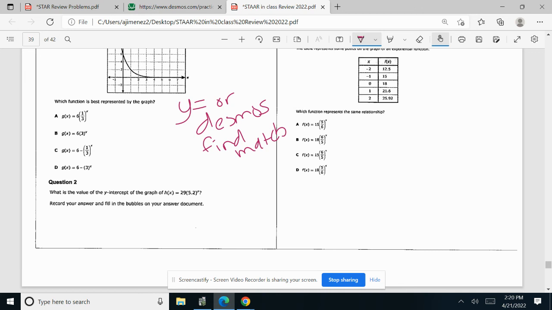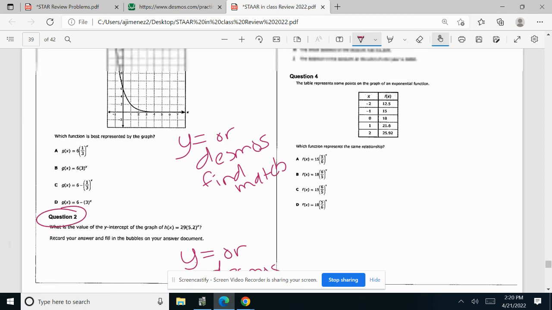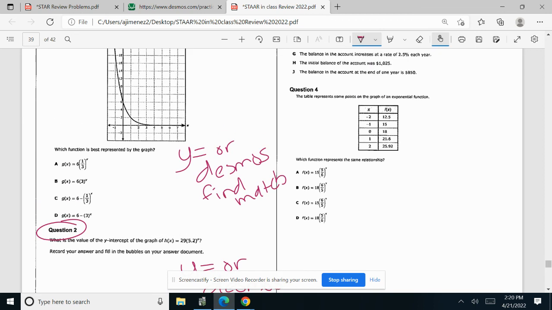Question number 2. You're going to graph it. So you're also going to use y equals or Desmos. And you're going to tell me where it crosses the y-axis at. You know that. All right, here. You can look for the y-intercept and then figure out what the b is. Okay, remember it's the second number over the first number. So that means 15 is the second value divided by 12.5. That's going to tell you what's going to go in the parentheses. You just need to simplify the fraction.